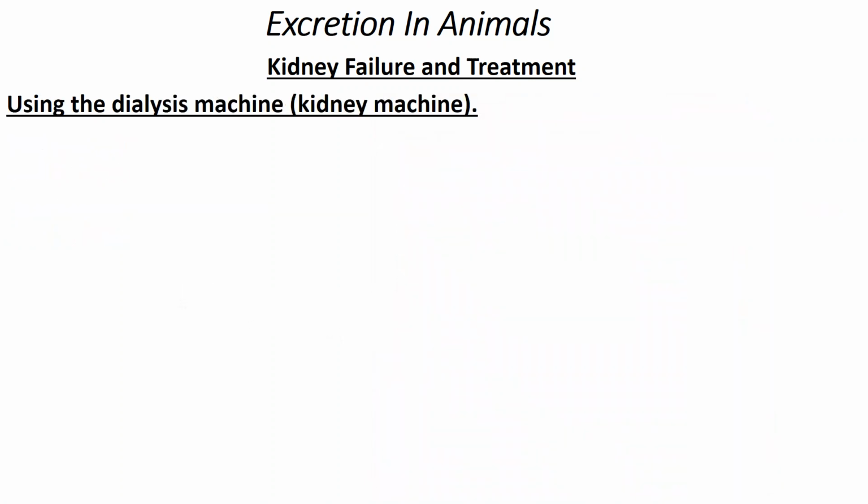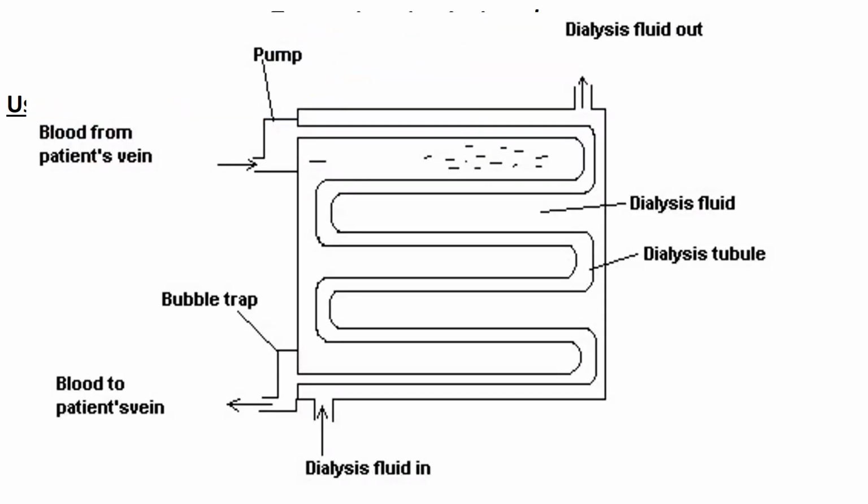Next, look at the dialysis machine, which is also called the kidney machine. This is just a machine which does the job of a kidney. So what's the job of the kidney? To make sure that excess salt, excess water is filtered out of the human body, and sometimes excess glucose.